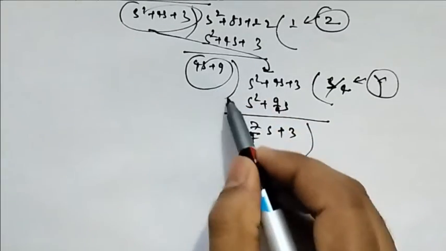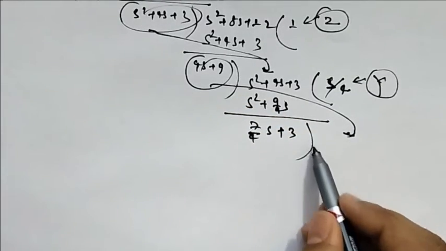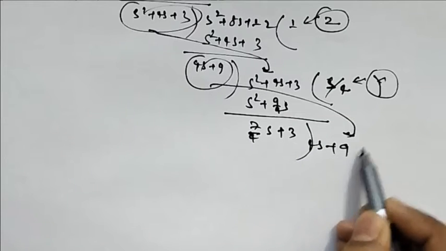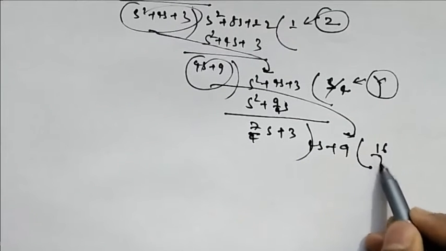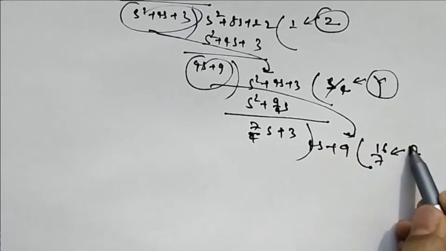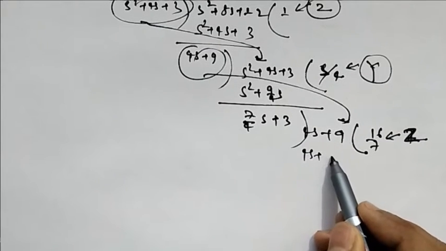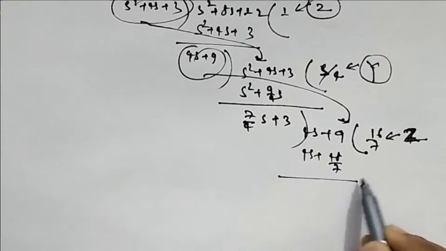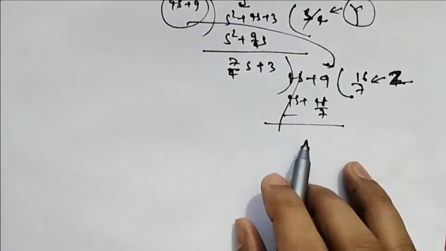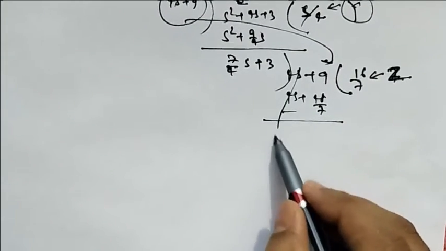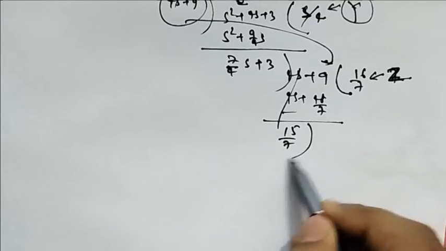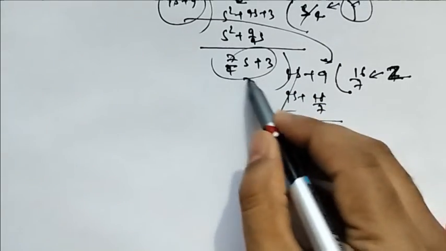Now this term again appears here, 4s plus 9. Now if I divide by 16 by 7, then this is your Z term. Now let me divide, this will be 4s by 48 by 7. Now if I subtract, this will get cancelled out, and we are left with 15 by 7, and this term will appear here.